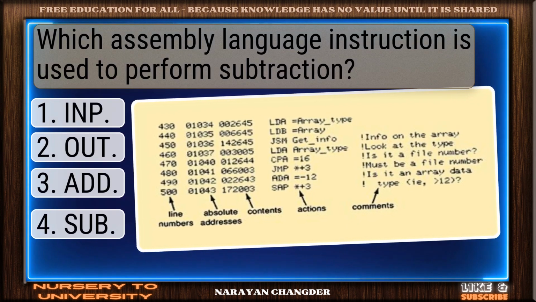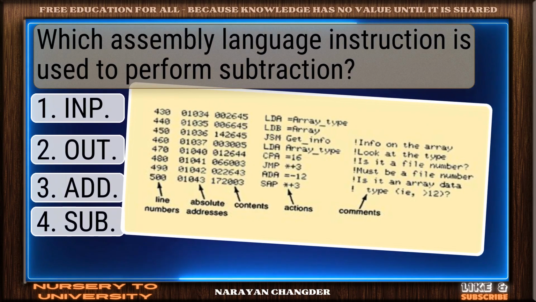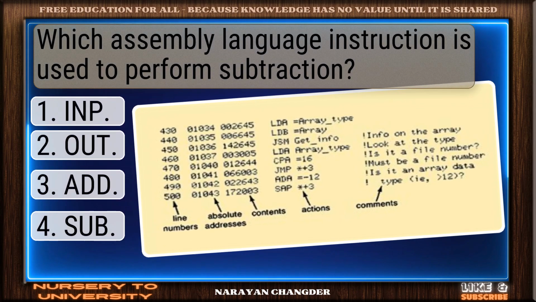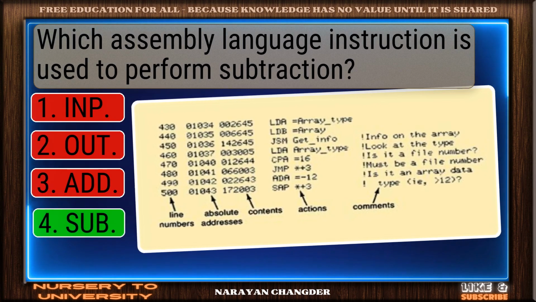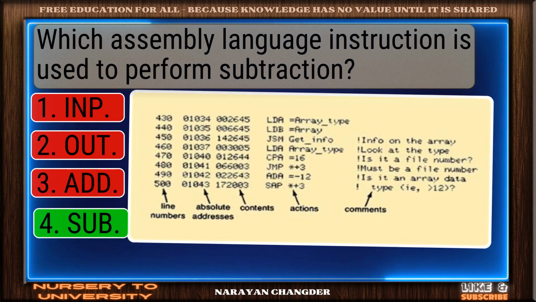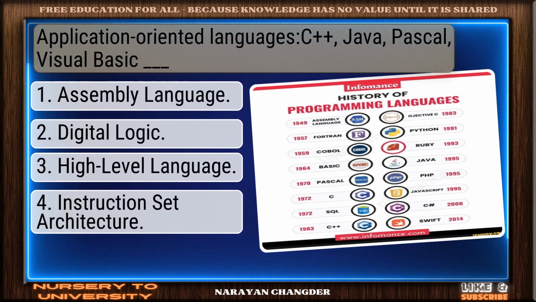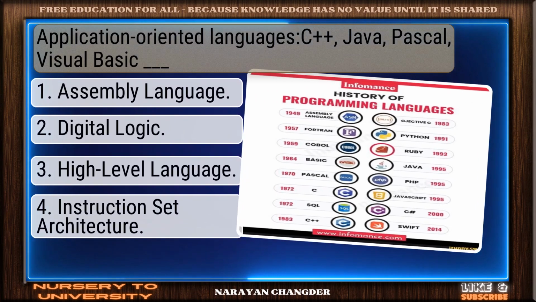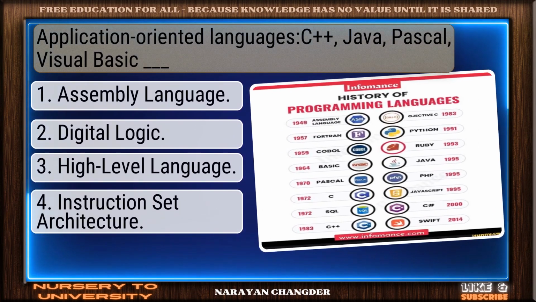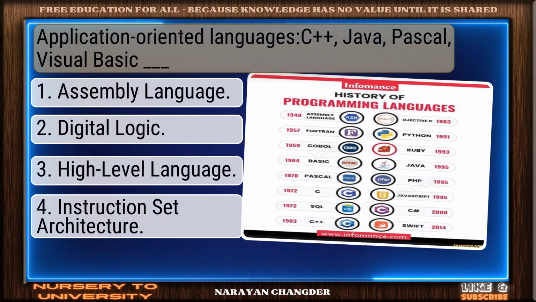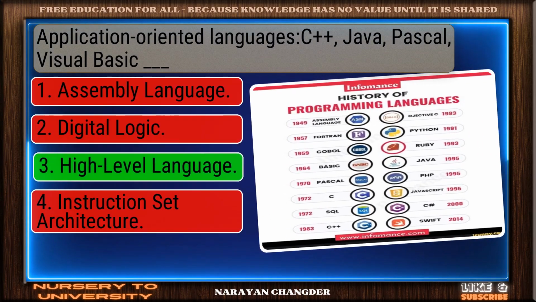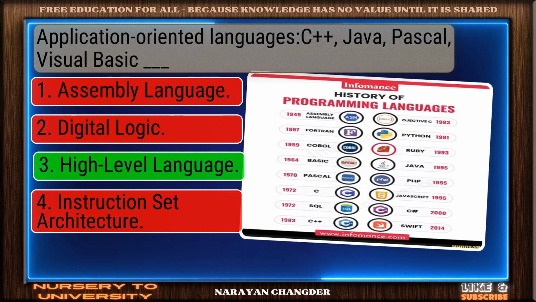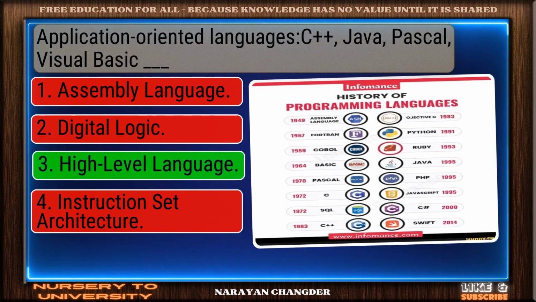Question number 11. Which assembly language instruction is used to perform subtraction? Bravo. Sub is the answer. Question number 12. Application-oriented languages: C, C++, Java, Pascal, Visual Basic, blank. Exactly. High-level language makes sense, and it is the right choice.